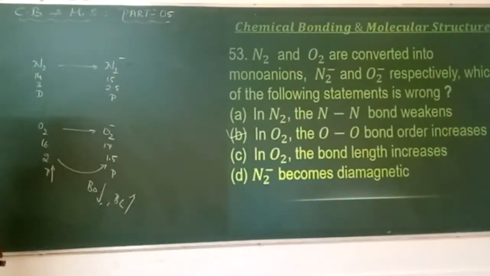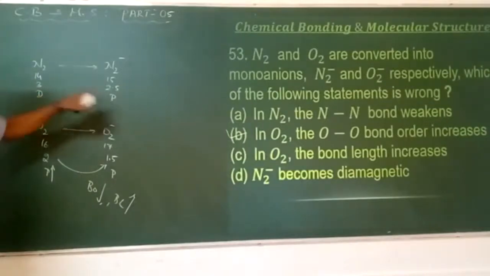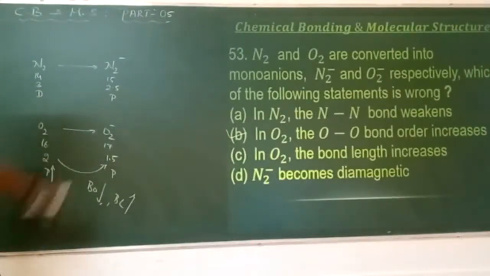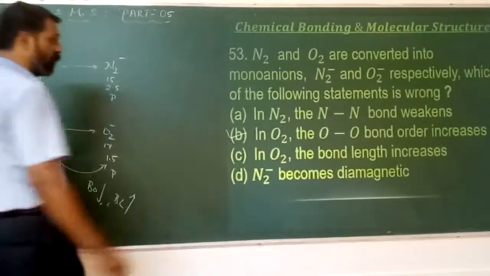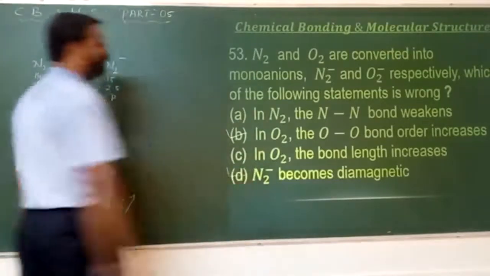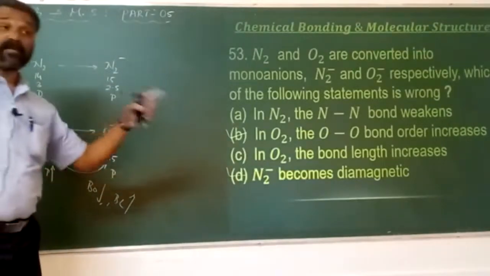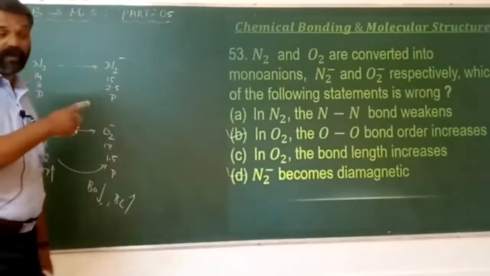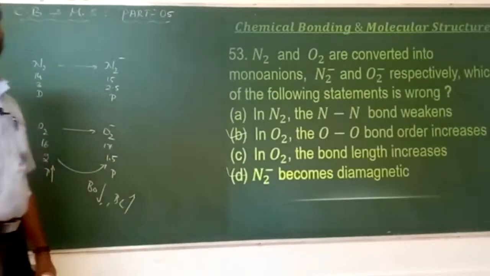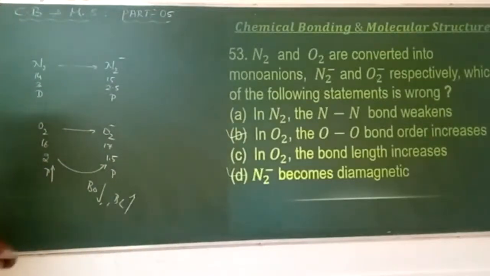N2 minus becomes what magnetic? Diamagnetic. N2 minus is actually paramagnetic. We are having 2 options for this, so it is not a single correct answer option. It is a type of MCQ with multiple answers, so we can expect 2 answers.